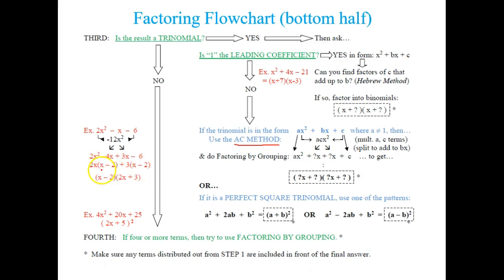And then if you get a common binomial like x minus 2 here, we can pull that x minus 2 out to the front. All right. And then if the AC method is not working, then you could try: is it a perfect square trinomial or not? So there's two patterns. The one we did was a plus, one had a minus, and this is an example of that. All right. And then if there are 4 or more terms, we'll try to use factoring by grouping.